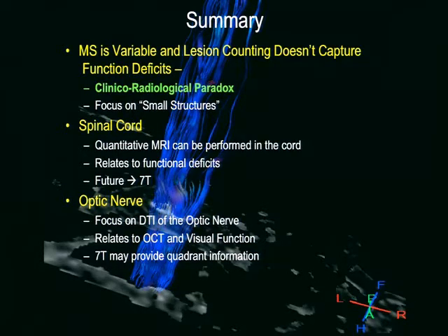So with that, I just want to wrap up. I motivated all this by the clinical radiological paradox as it pertains to MS. And that is, what we see neurologically is not what we get radiologically. The focus then was to look at small structures. And in some cases, the structures weren't small enough. And we looked at the spinal cord and we showed that quantitative MRI can be done in the spinal cord. And that some of them relate to functional deficits. Obviously, we need some more folks to take up the charge and do larger studies to be able to know the impact down the road.